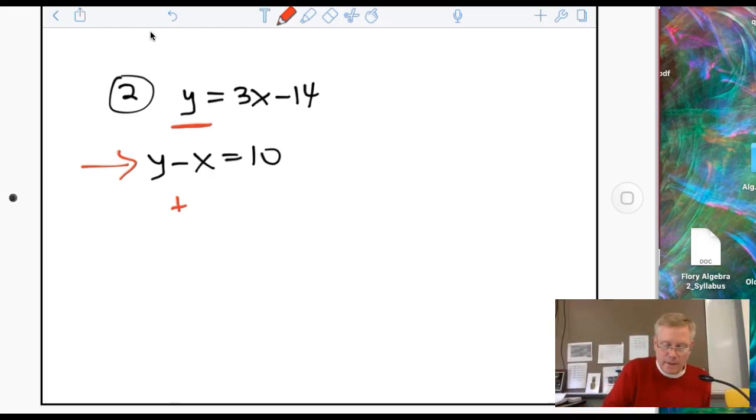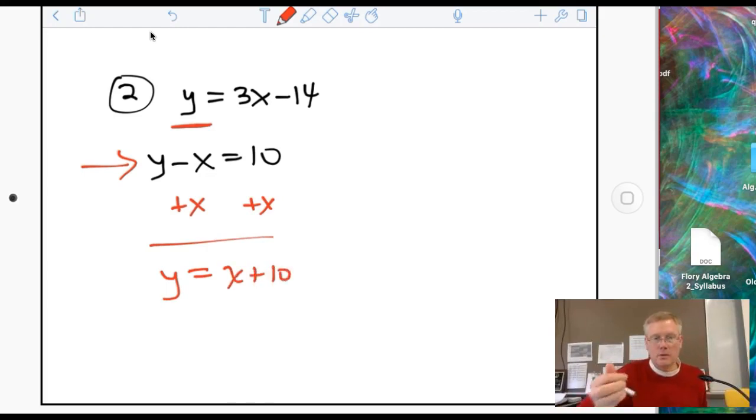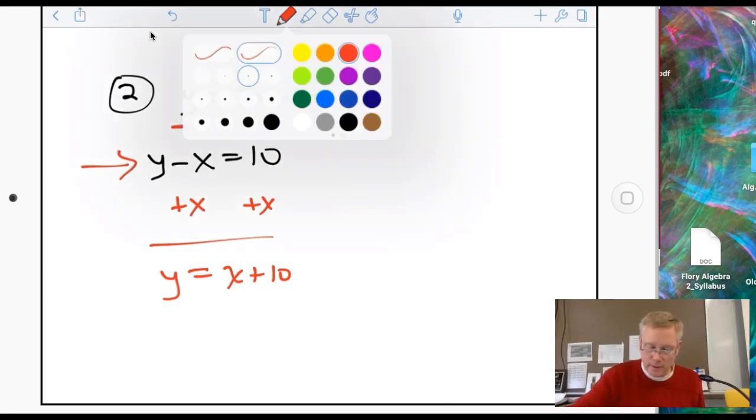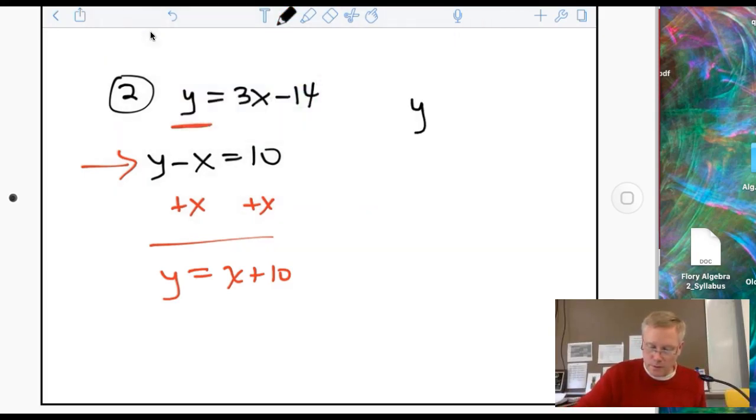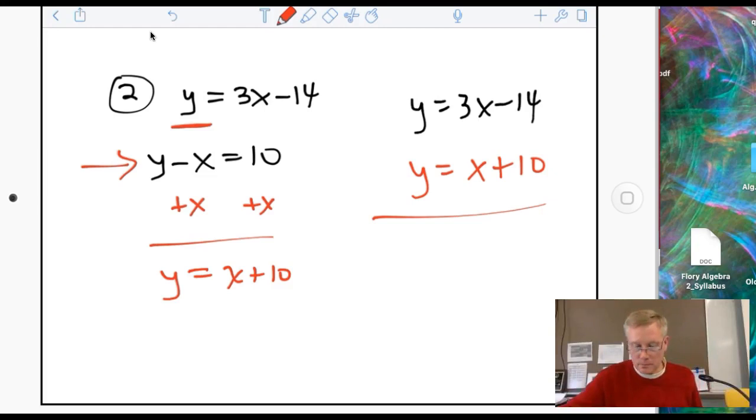So if I add x to both sides, then I get y equals 10 plus x, or x plus 10. Order doesn't matter when it's all addition. So let me rewrite these for a minute. I've got y equals 3x minus 14. And then I'm going to take that new equation that I just manipulated and put it right underneath. Now nothing cancels out if I add straight down.